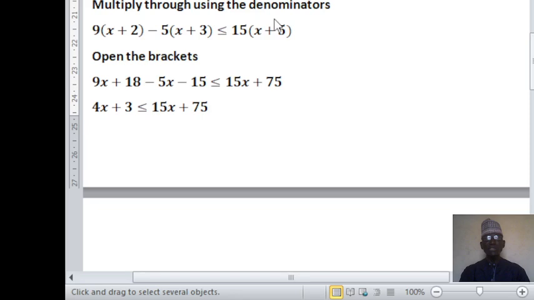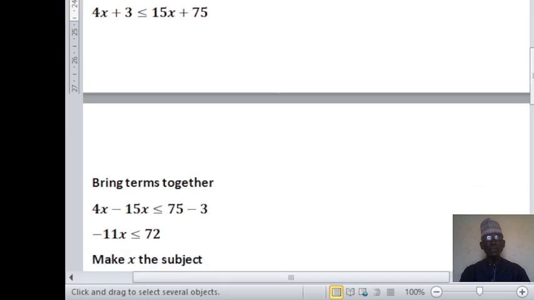Now we collect like terms here. How do you do that? 9x minus 5x, you have 4x. And then 18 minus 15, you have your 3 there. Across the other side, we have our 15x plus 75, as you can see. I hope you are following.